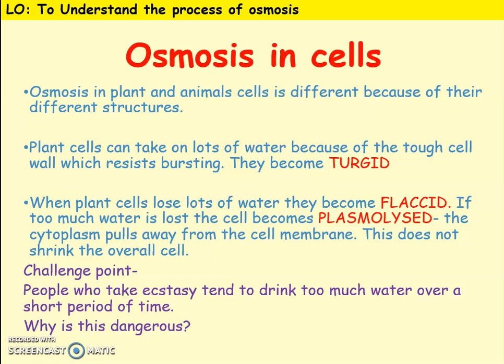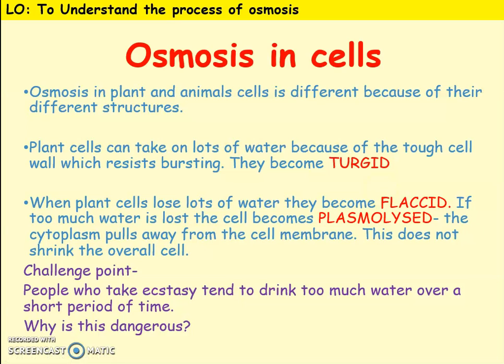When plant cells lose lots of water, they become flaccid, and that's why plants can wilt. And when plants wilt, they bend and become quite floppy. And so flaccid is the key term for that happening.